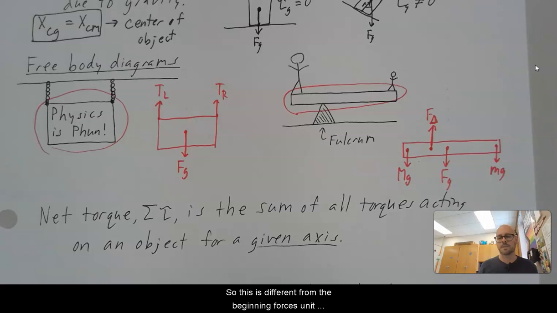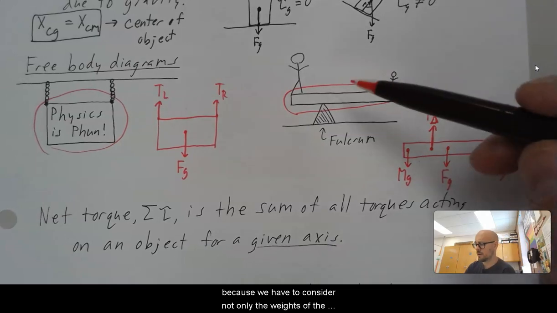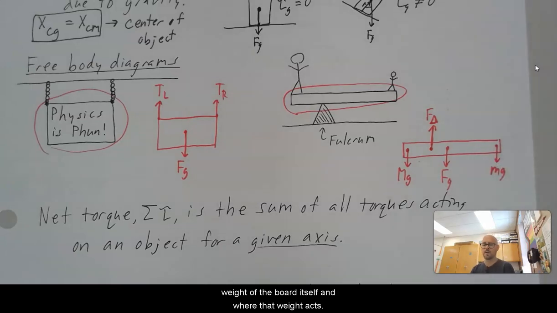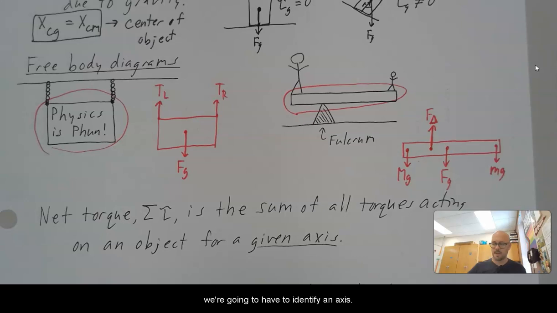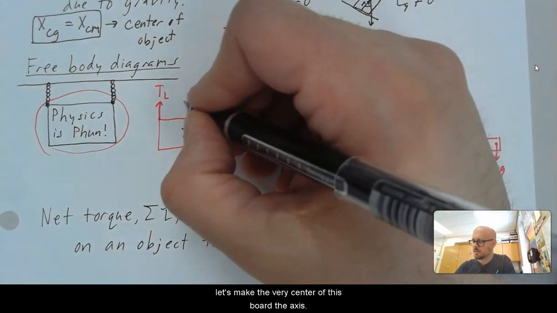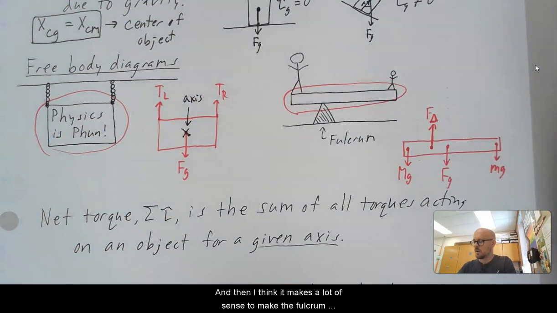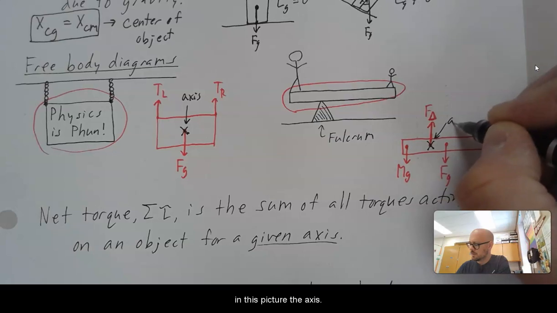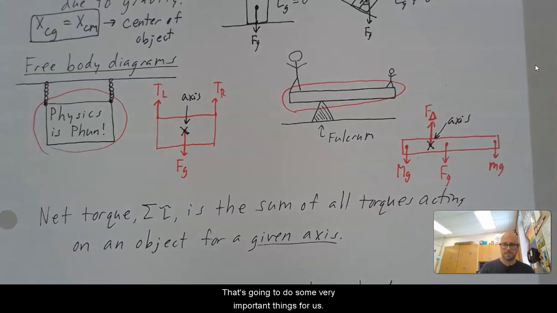So this is different from the beginning forces unit, because we have to consider not only the weights of the people on the board, we have to consider the weight of the board itself and where that weight acts. All right. Now, to do any more analysis, we're going to have to identify an axis. So I'm going to go in a different color. Let's make the very center of this sign the axis. And then I think it makes a lot of sense to make the fulcrum in this picture the axis. And that's going to do some very important things for us.